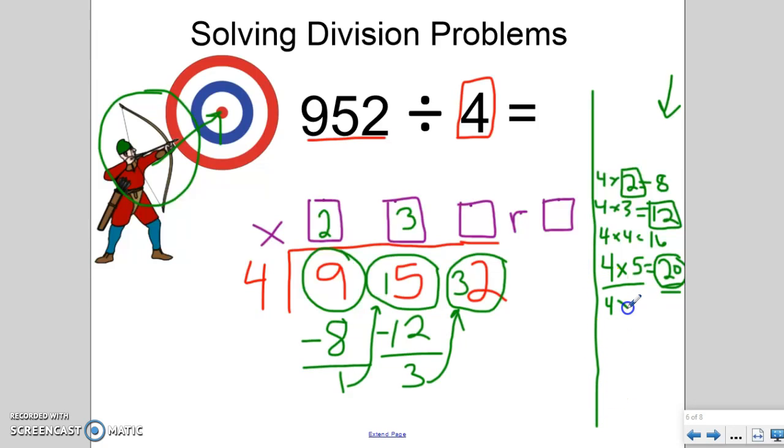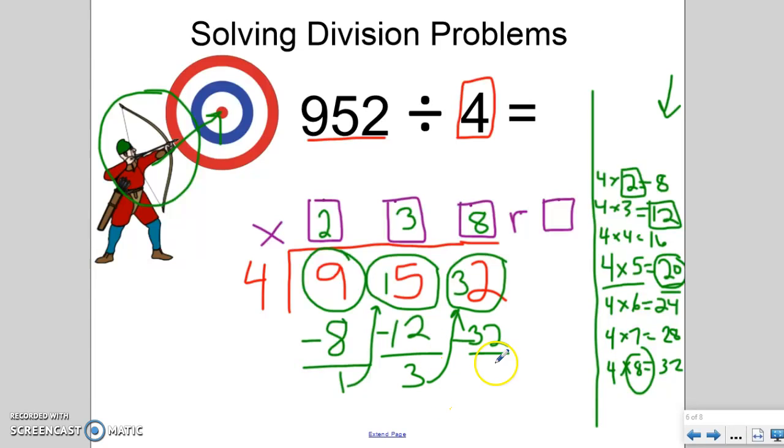So let's see, 4 times 6, it's getting closer, it's 24. 4 times 7, ooh, that's even closer, it's 28. Let me see if I can get closer. 4 times 8, that is 32 on the spot. So the closest I'm going to get is to do 4 times 8, which lands me exactly at 32.